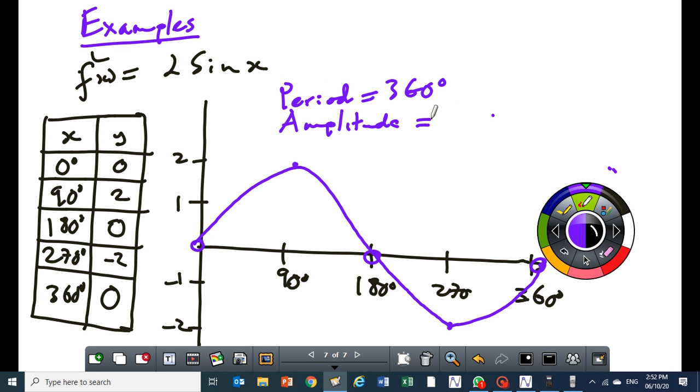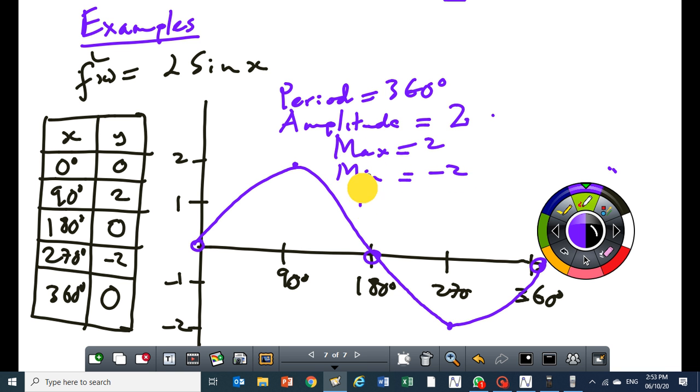Fortunately, here it's very straightforward. It's a 2. Okay, amplitude is a 2. If you want to do a calculation, it will be maximum minus minimum. The maximum is 2, the minimum is minus 2. So 2 minus minus 2 all over 2 will give you a 2. Okay, so your maximum is a 2, your minimum value is minus 2.